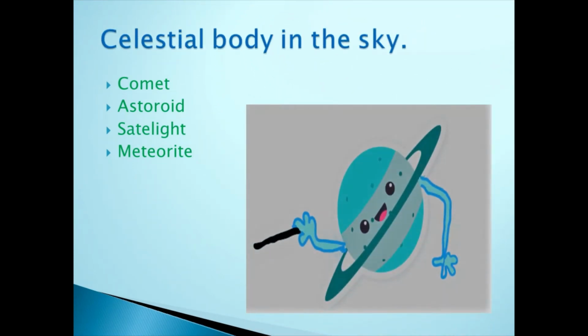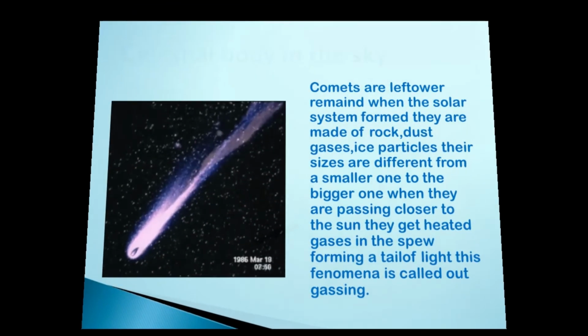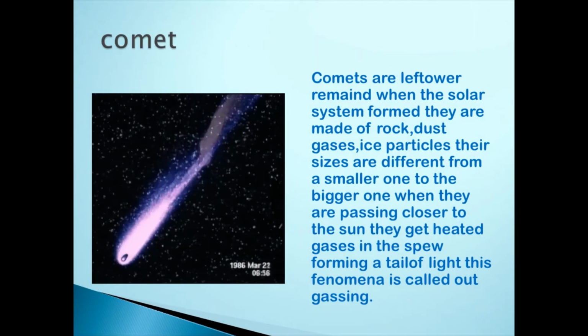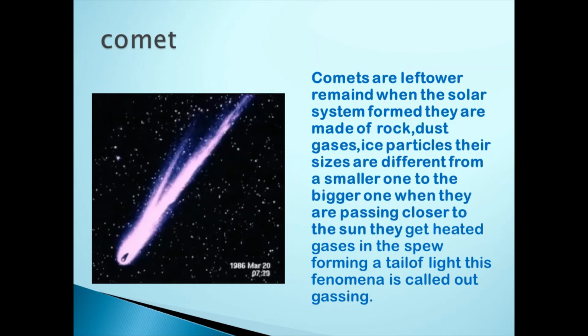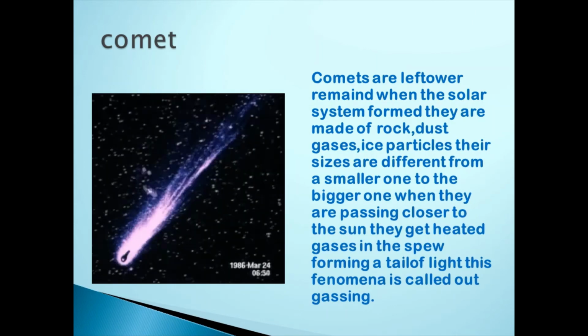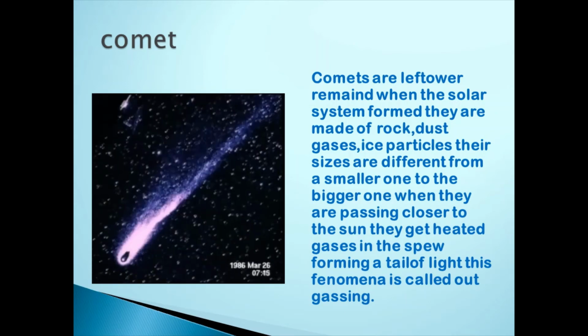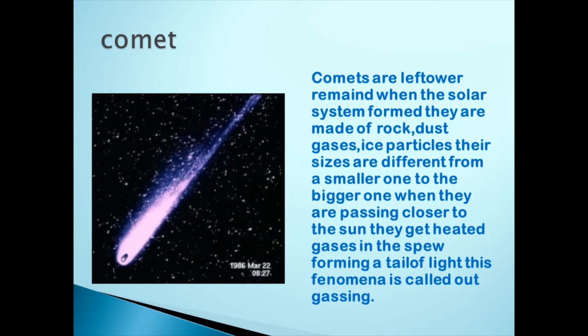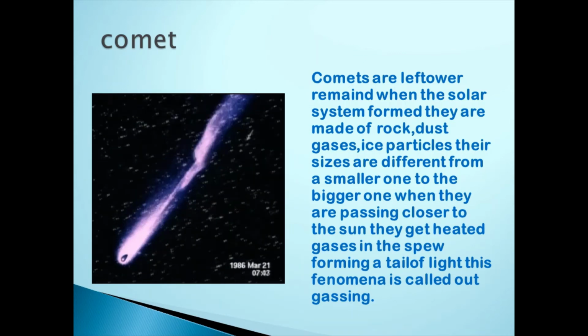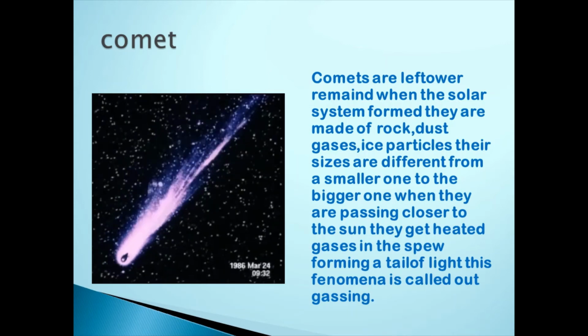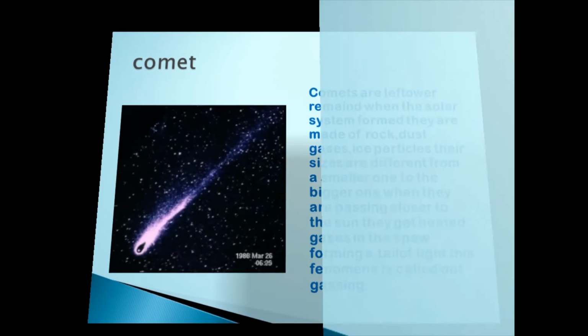Celestial bodies in the sky. Comet, asteroid, satellite, meteorite. Comet. Comets are the leftover remains from when the solar system was made, of rock, dust, gases and ice particles. Their sizes differ from smaller to bigger. When they pass closer to the Sun, they get heated. Gases spew out forming a tail of light. This phenomenon is called outgassing.